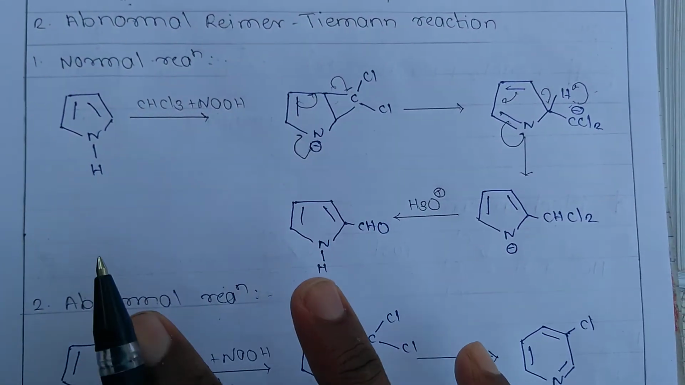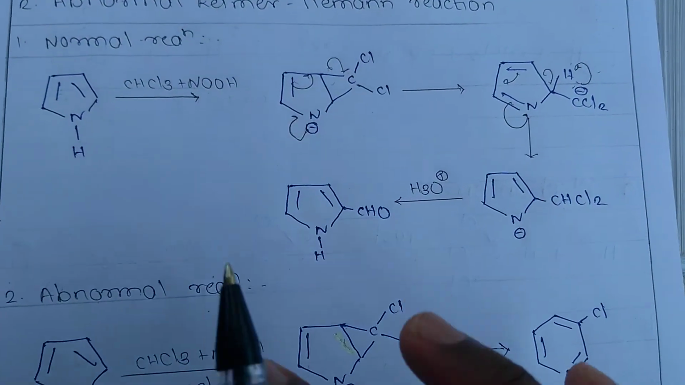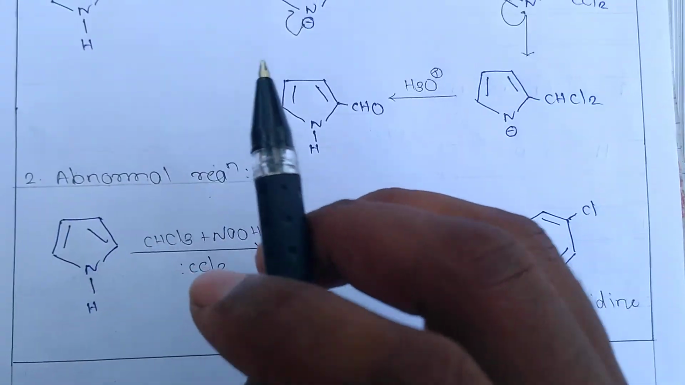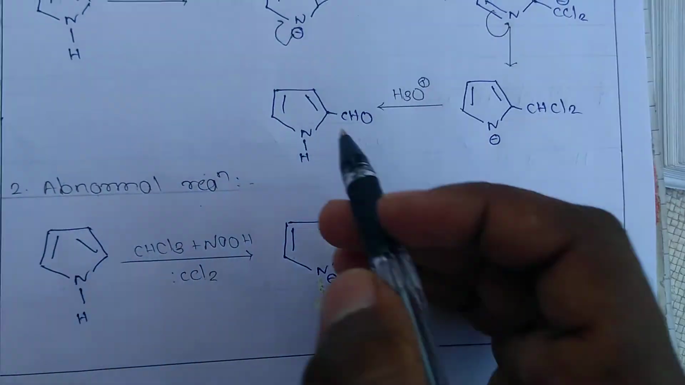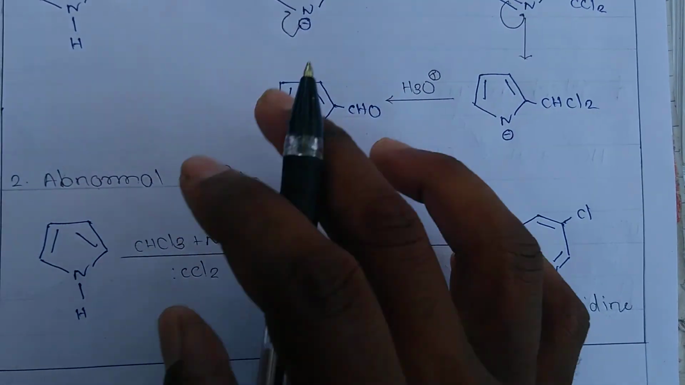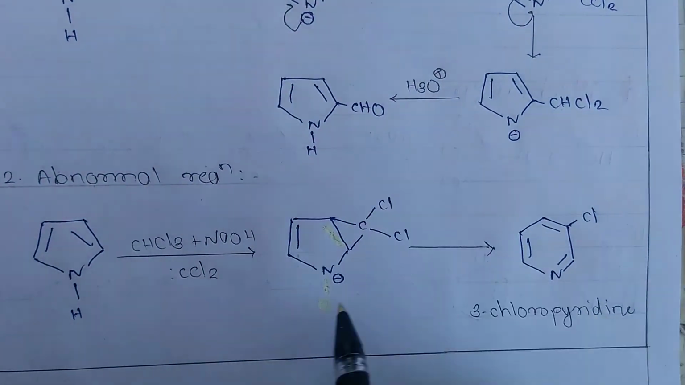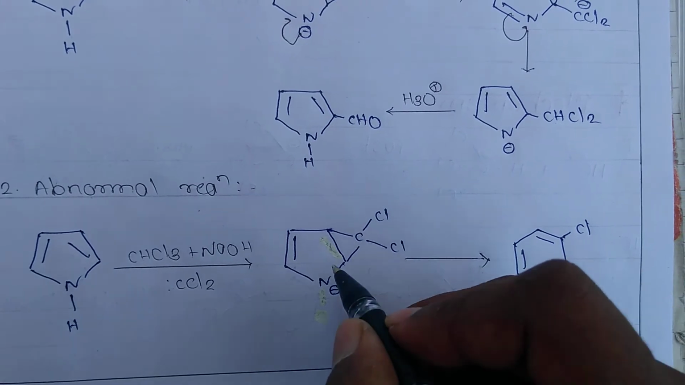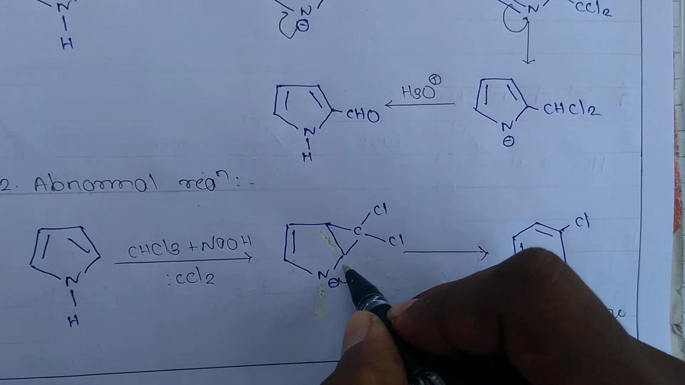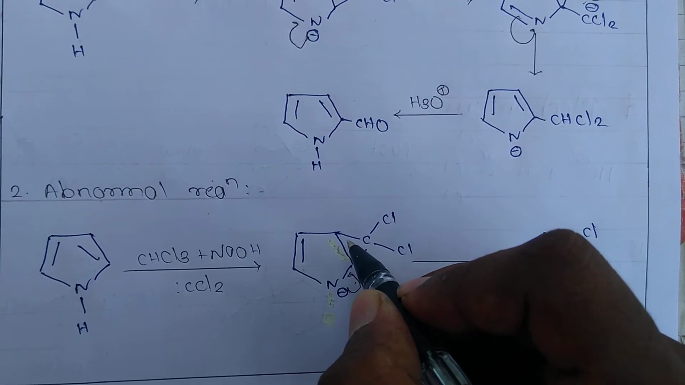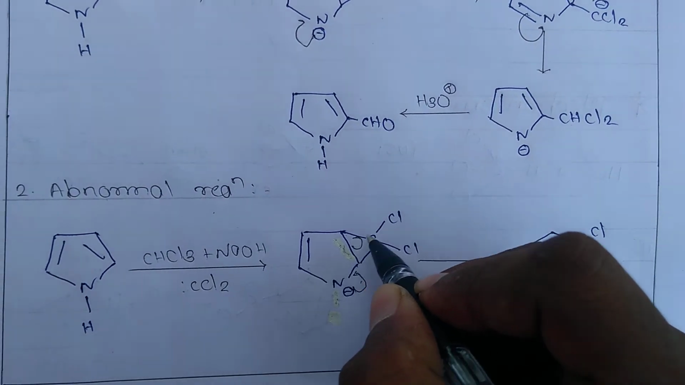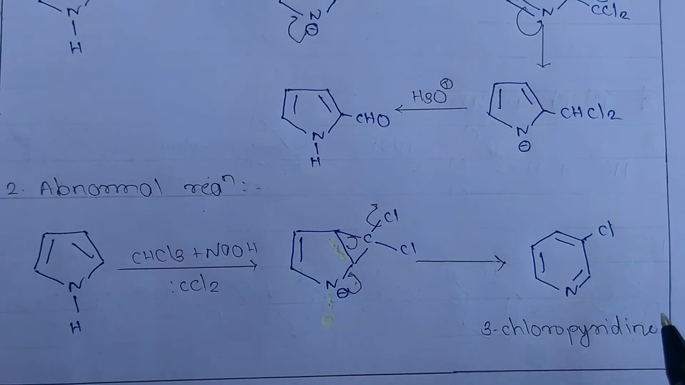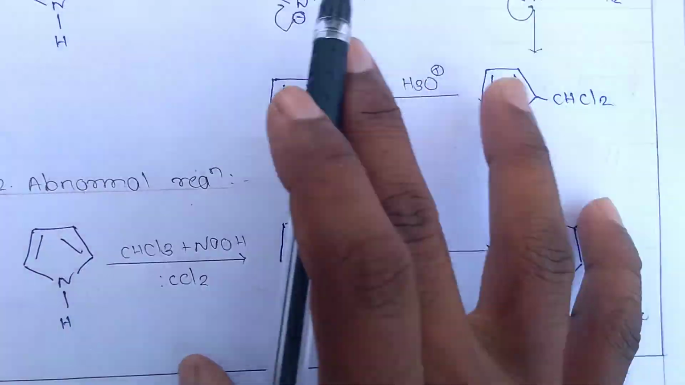But there is some abnormal reaction that happens in the pyrrole or in some heterocyclic compounds. So the abnormal reaction is like this. Here is our first reaction. This step is the same, but its resonating structure, that means the abnormal reaction, should be like this and this. So here maybe the formation of 3-chloropyridine takes place. So this is the abnormal reaction.